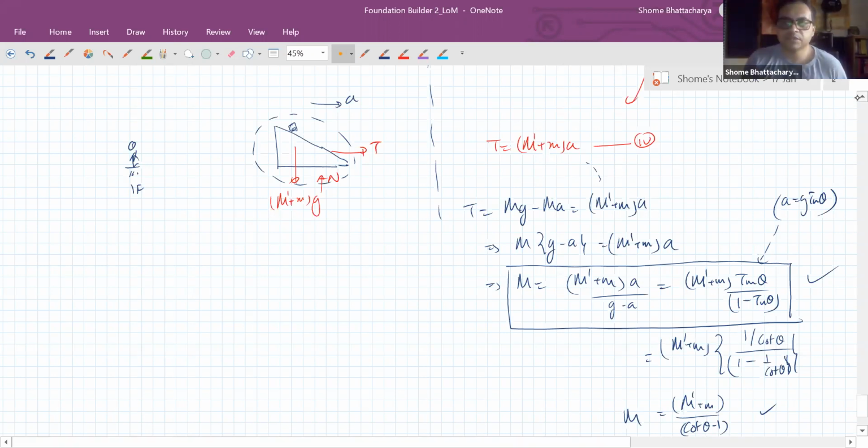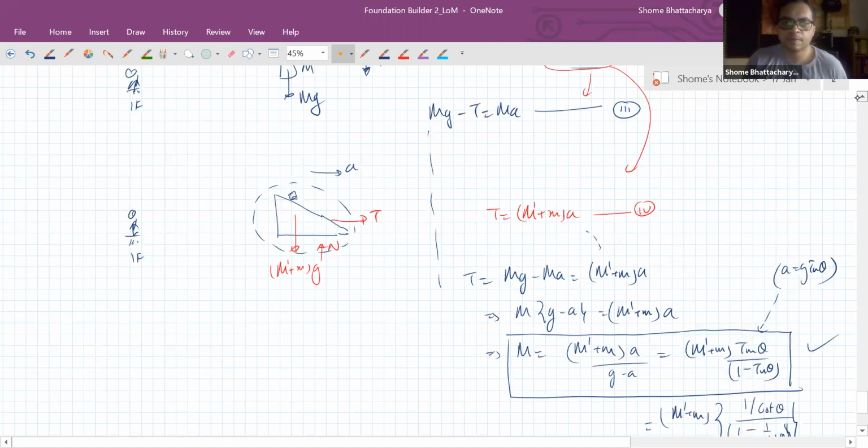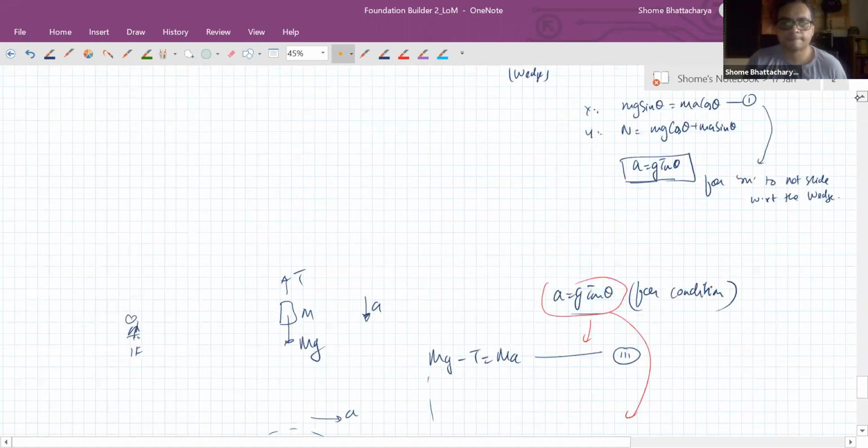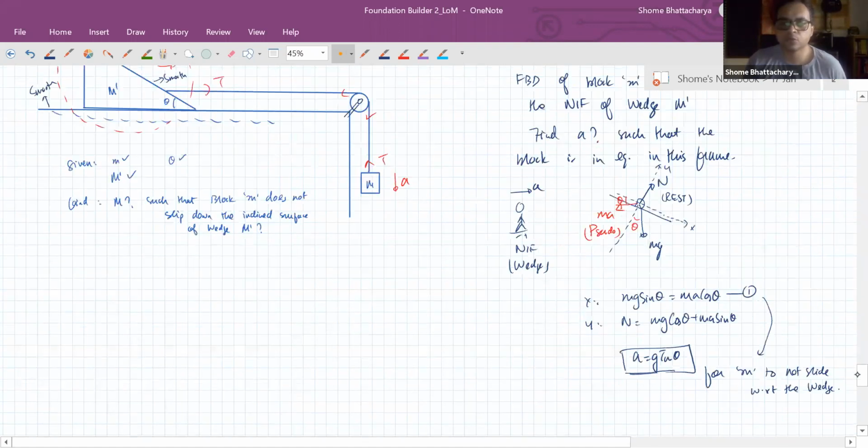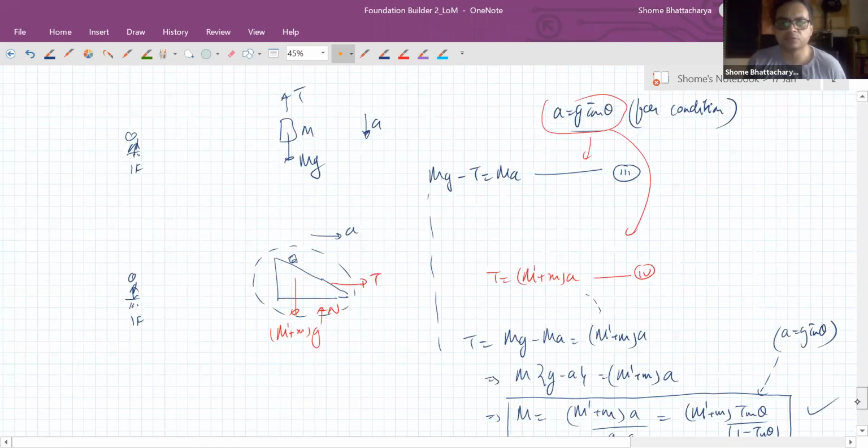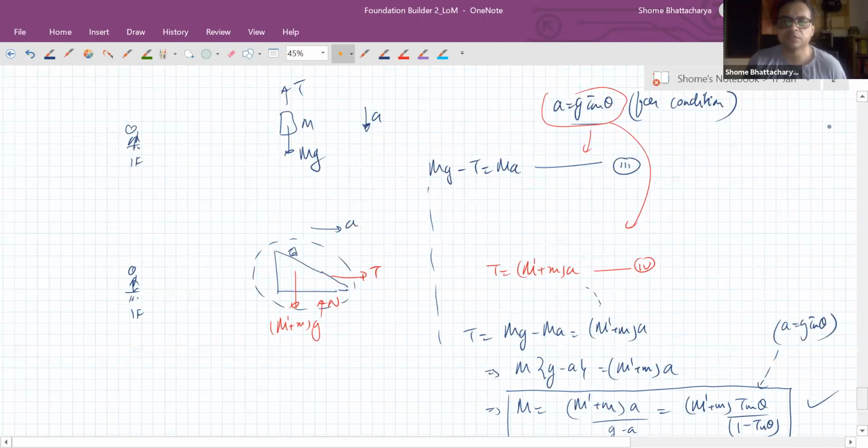Okay. So anyway, I'm just taking you to the equation solving part once more. So you got A equal to G tan theta that you saw. Now you see the individual free body diagrams of the block and the combined FBD of the triangular wedge plus the smaller block.